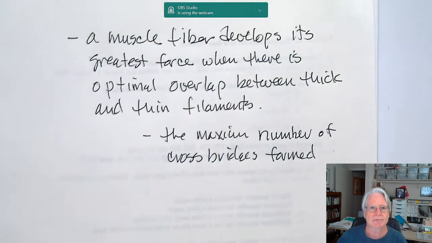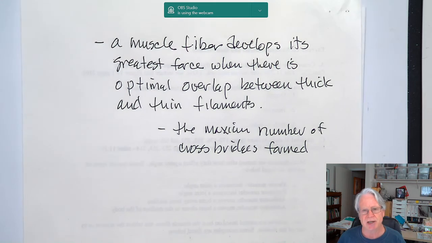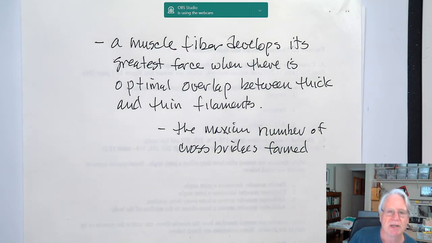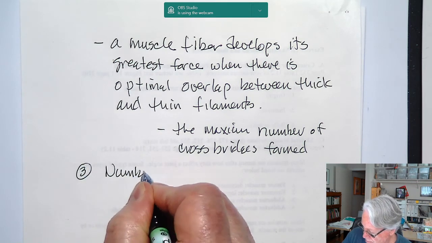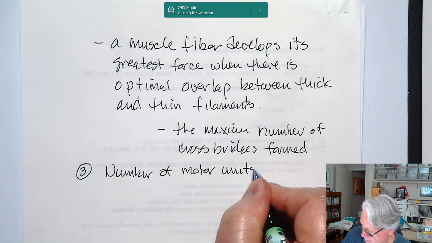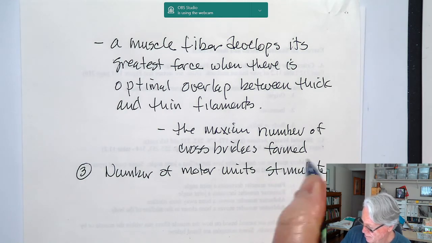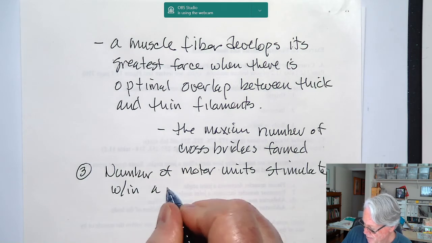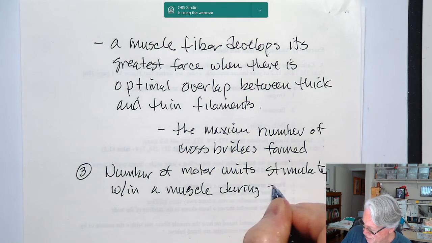All right. So that's the story on the position of the muscle fiber upon contraction. The third factor is number of motor units stimulated within a muscle during contraction.